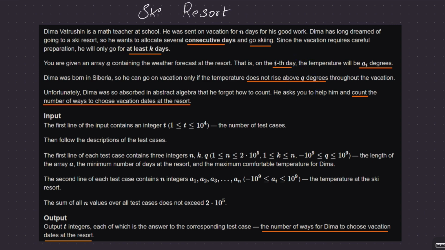So the input is pretty simple. You are given N, which is the number of days he is going for vacation. Then this array A is given, which contains the temperature for a given day. A i will have the temperature for the ith day. Then we are given this K, that is, he has to go for at least k consecutive days, that is, greater than or equal to k days for skiing. And last but not least, we have this Q. In all of those consecutive days greater than or equal to k, the temperature should not rise above Q.